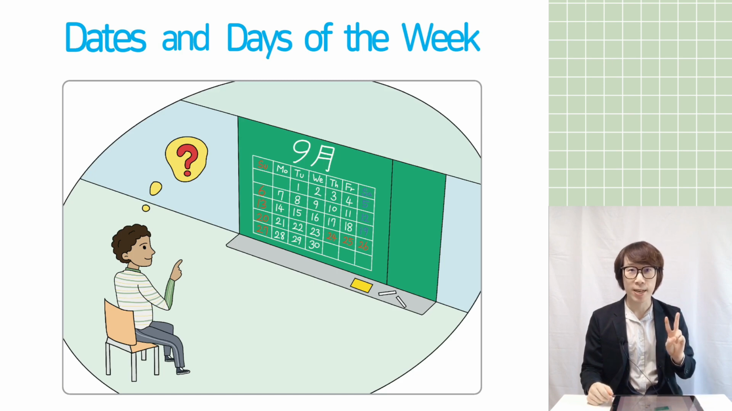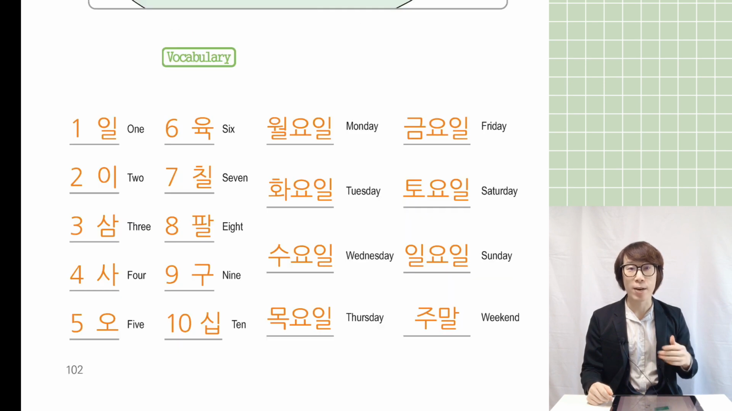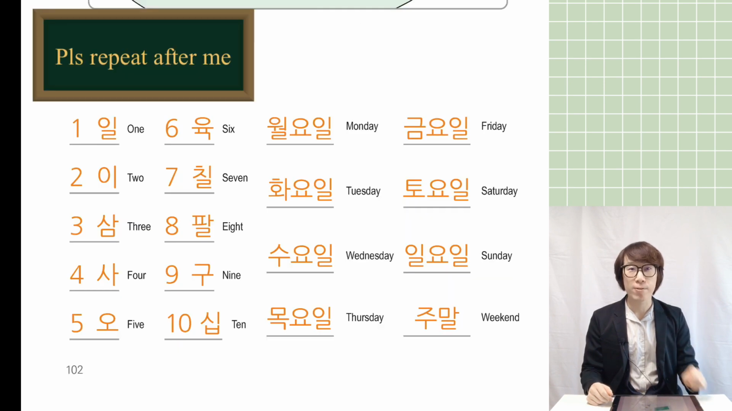Korean has two different kinds of numbers. In dates, you are going to use one of them. So I want to introduce you. I'm going to count 1 to 10. You can repeat after me.